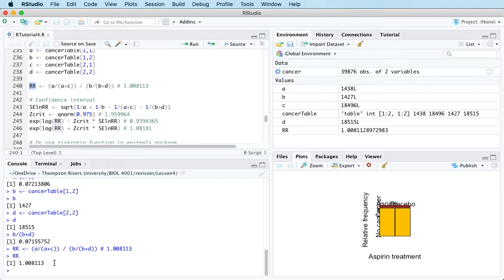If it was exactly equal to 1, there would be no difference between the two different treatment levels. If the relative risk is bigger than 1, then the probability of an adverse outcome in the treatment group is higher than the probability of an adverse outcome in the control group, and so that indicates that the treatment, which is aspirin in this case, is counter-effective. It's increasing our chance of an adverse outcome, which is presumably not what we want.